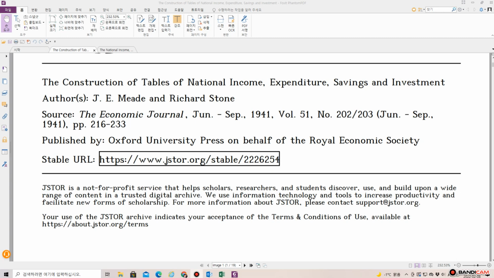Some of you may have wondered when you were taking my international finance class, who invented the double entry bookkeeping system for national income accounting? That is Richard Stone, who won the Nobel Prize in Economics in 1984. And I present you two papers.